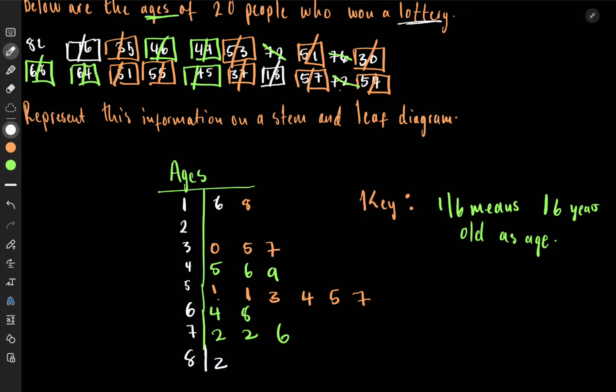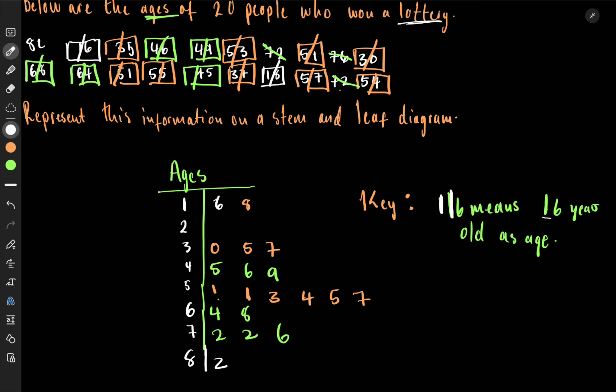Remember not to forget the heading and the key. This will be the stem. You put a bar, then the leaf goes. So 1 bar 6 means 16 years old as age. Okay, then you are done. You have told us your key. Write it whatever way you write it. Just make sure it makes sense. And you are done. This is easy.